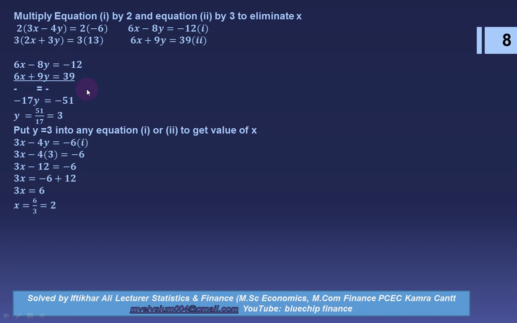Just change the sign of the equation and x will be eliminated, and minus 8y and minus 9y equals to minus 17y, and minus 12 and minus 39 will become minus 51. So minus on both sides will be removed, and y equals to 51 divided by 17 equals to 3. And now we put y equals to 3 into any equation 1 or 2 to get the value of x. So after putting y equals to 3 into the equation, x will be 2.